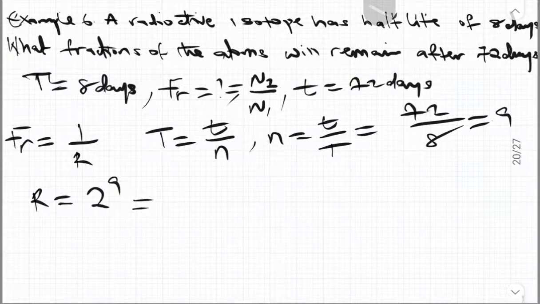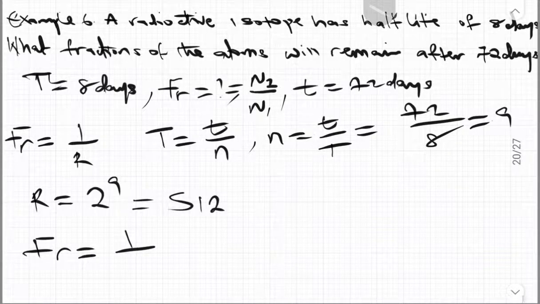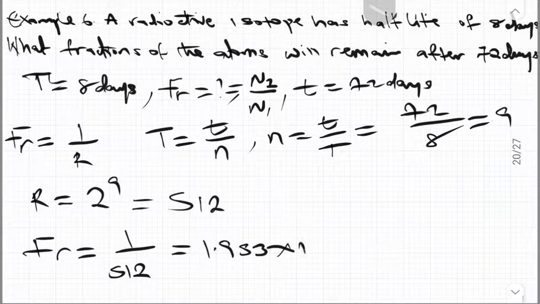And that's actually 512. So FR in this case will be 1 over R. What is R? 512. And if you press the calculator, you see that you have 1.953 times 10 to the negative 3. So this is the fraction that will remain after 72 days.